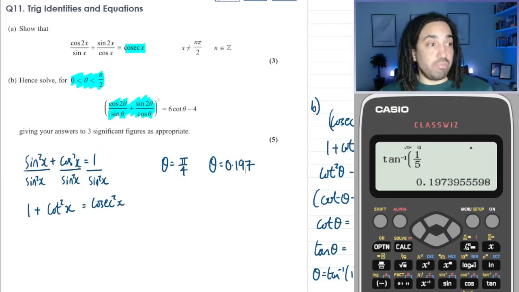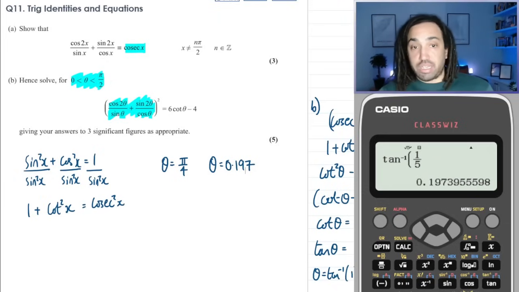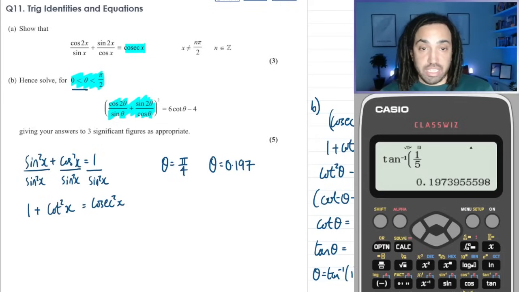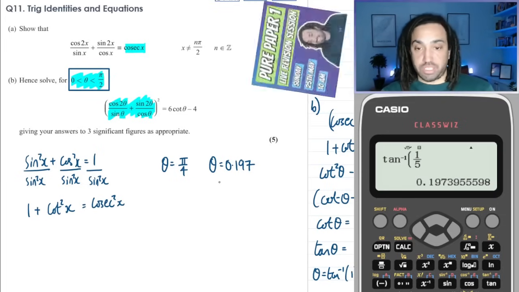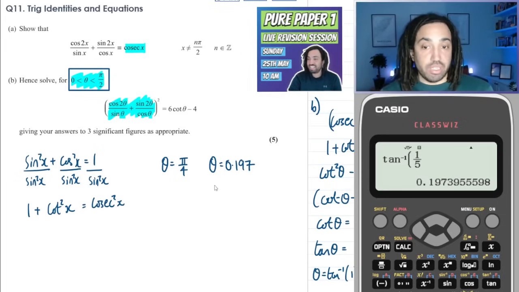Okay, perfect. Now this means that the value for theta is acute because it's between 0 and 90. And for tan, there is only one value, which is acute. So these are the two values that we need, and that is job done.